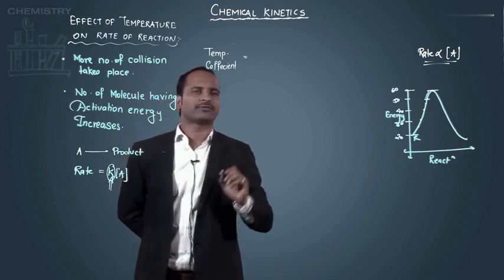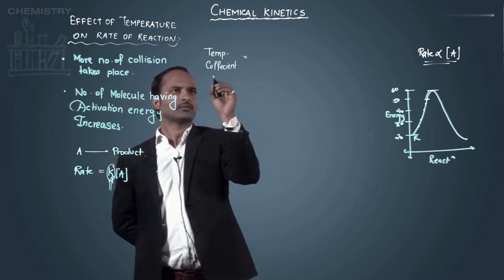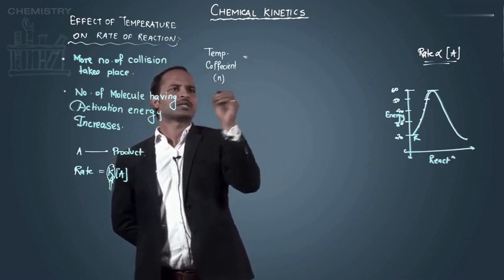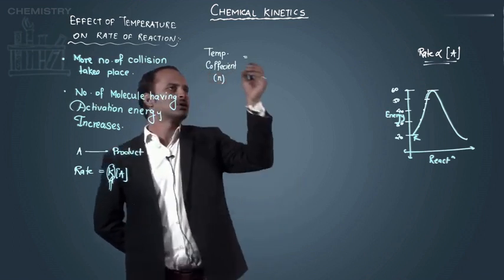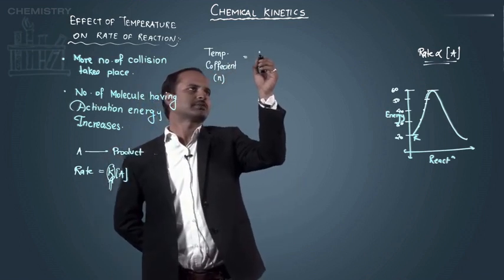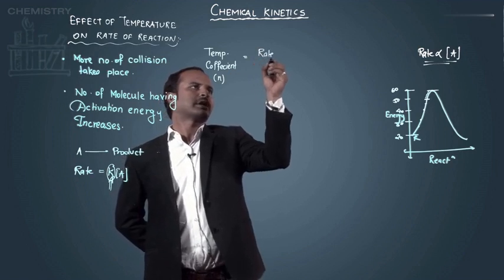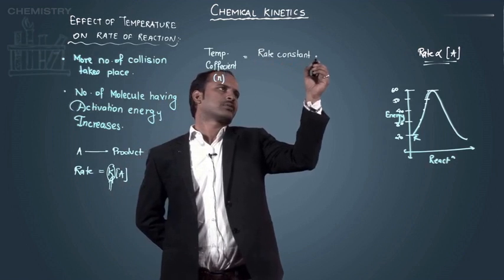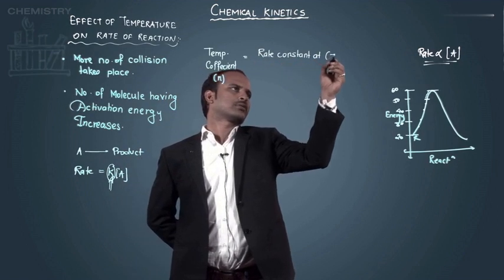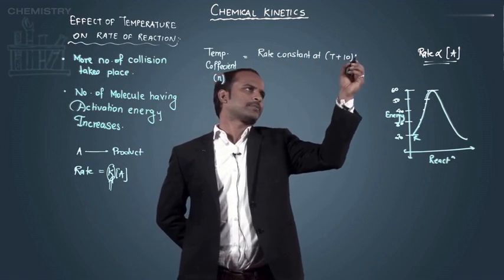The formula we have, temperature coefficient, let me represent it by N. Here the N stands for temperature coefficient, not the order of reaction. So the temperature coefficient formula is the rate constant at T plus 10 Kelvin.